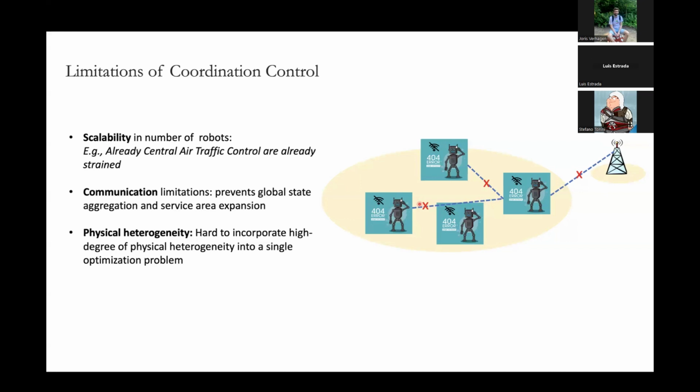And we also have problems of communication. If we want to expand the service area, and these robots are spreading over large distances, then we cannot aggregate the necessary global state to calculate the global coordination. Then when we have a large amount of heterogeneity, incorporating this heterogeneity in a single objective function can also be difficult. That is also something that I would like to avoid.